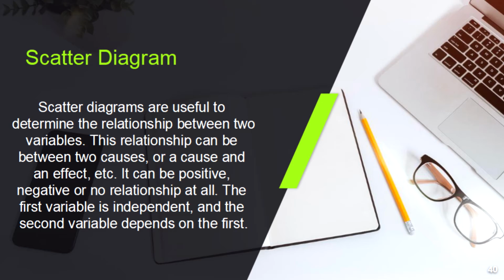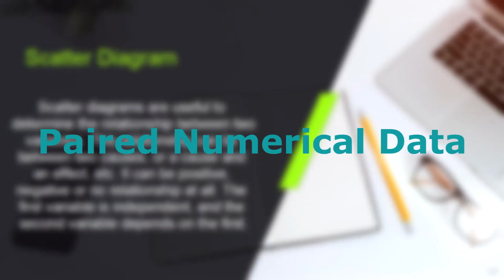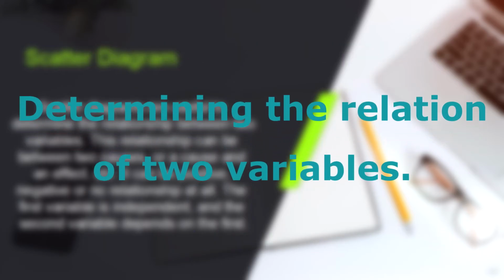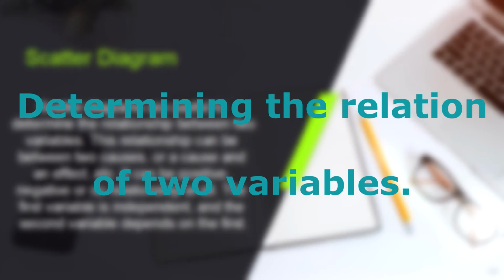So, when can we use a scatter diagram? First, when you have paired numerical data. Second, when your dependent variable may have multiple values for each value of your independent variable. Last is when you're trying to determine whether two variables are related to each other.